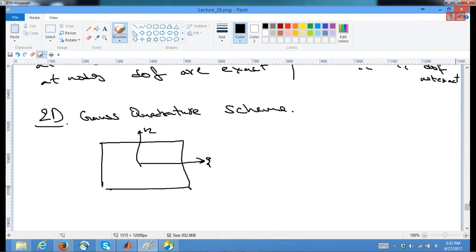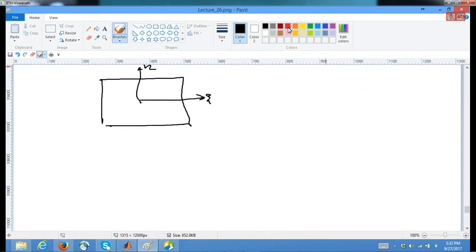So in 2D, one point or generally a quadrature scheme is given as sum of Wi Wj f of xi, yj, where i and j run over n Gauss points.